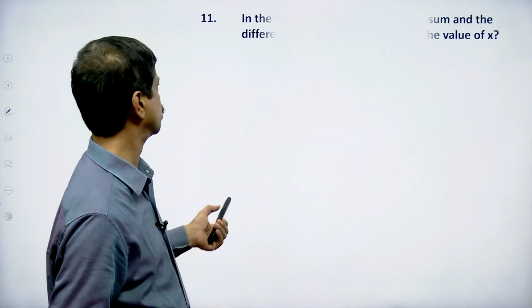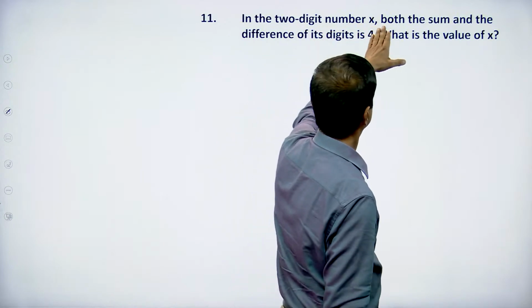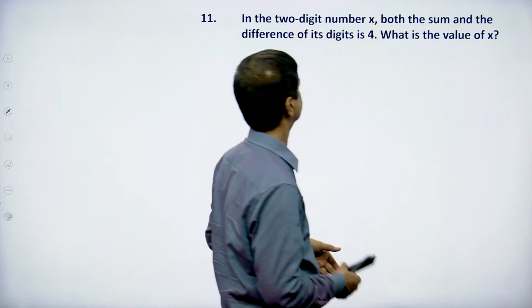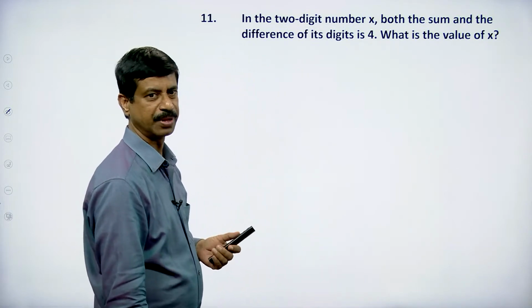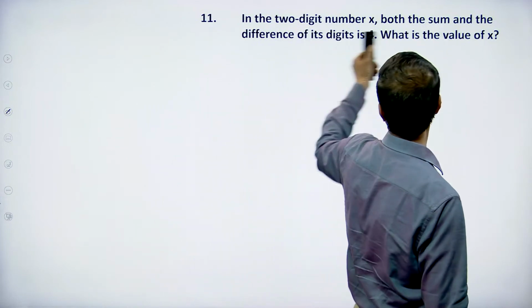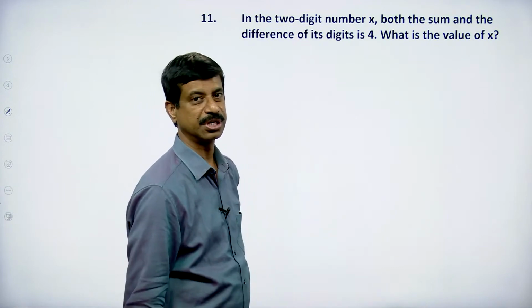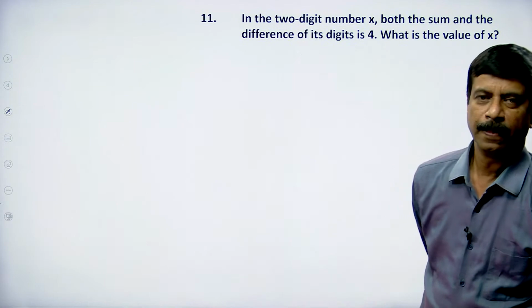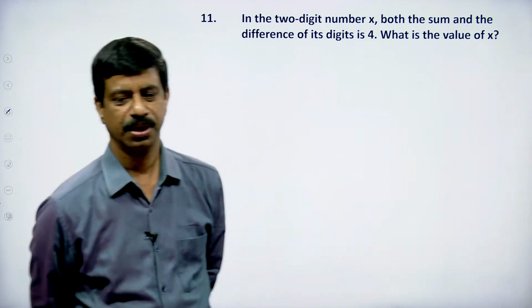Okay, children, so let's move to the next question. In the 2-digit number x, both the sum and the difference of the digits is 4. Oh, this is really good question. What is the value of x? So in a 2-digit number x, both the sum and the difference of its digits is 4. So children, can you guess what could be the answer? Oh, no one trying to answer.